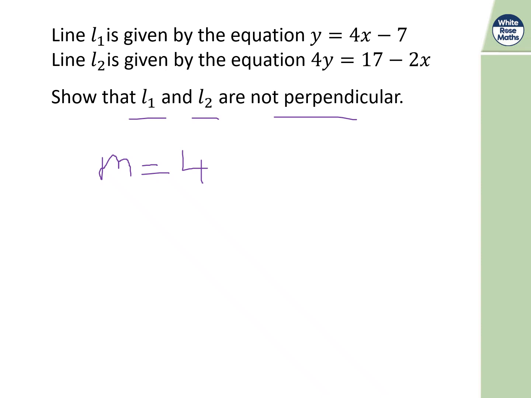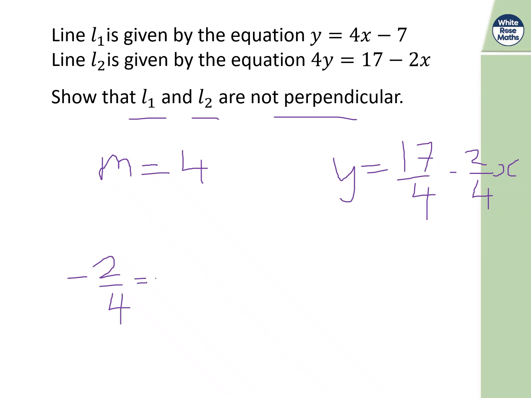Dividing both sides by 4, I get y is equal to 17 over 4 minus 2x over 4, or minus 2 quarters x. Now minus 2 quarters simplifies to minus a half, so therefore it is not equal to minus a quarter, therefore not perpendicular.